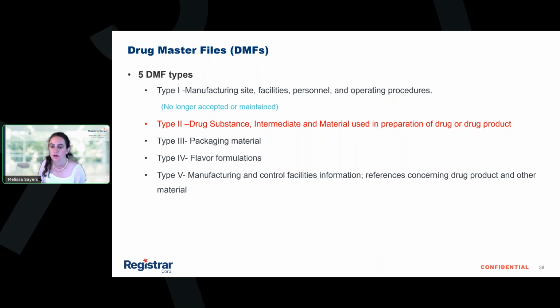Type 2 is for drug substance, intermediate, and material used in their preparation, or drug product. An active pharmaceutical ingredient, which is referred to as an API, is an example of a drug substance. An active pharmaceutical ingredient is the key ingredient that performs the function of the drug product, that is treating, preventing, or mitigating a disease through chemical action. We're focusing on, for this user fee, the type 2 API master files, as this is the type that can incur the fee when it's referenced in a generic drug submission.